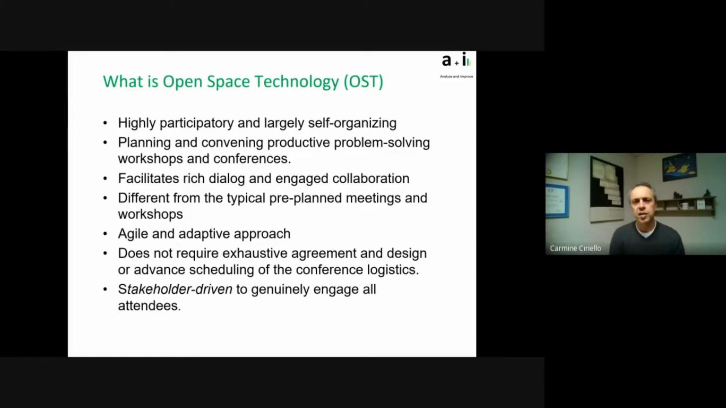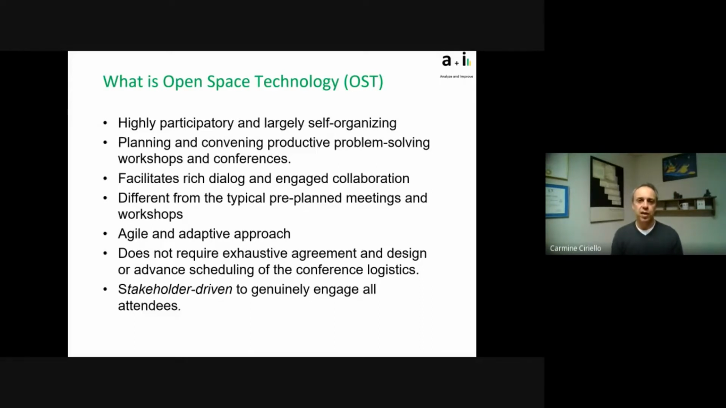So what is open space technology? It can be a little confusing at first to explain it because most people think of it as just a way of setting up a workshop or a conference, but it's very different and much, much bigger than that.